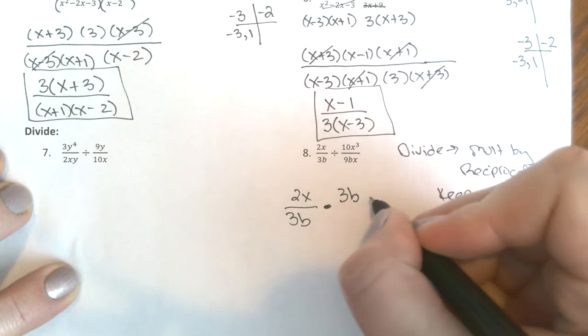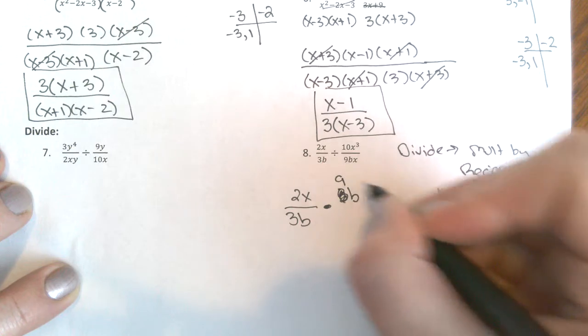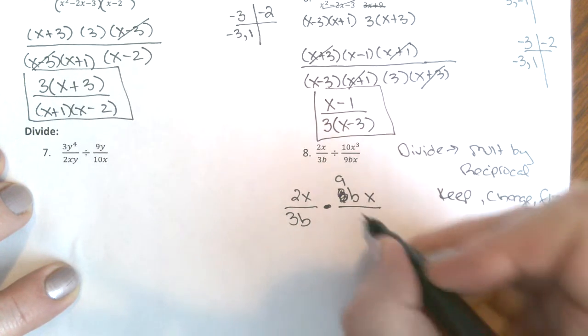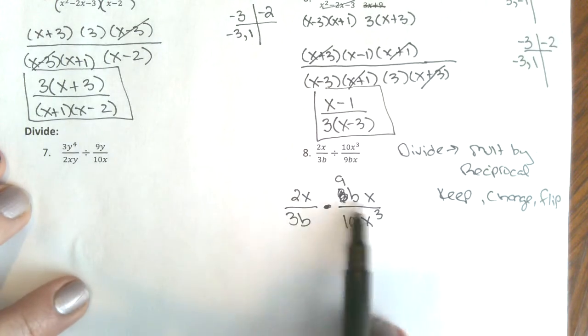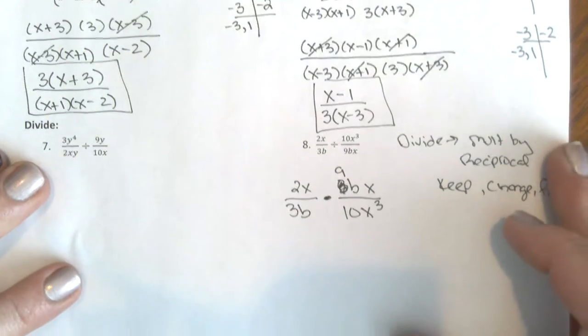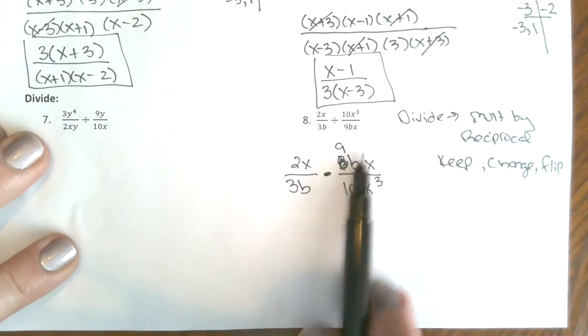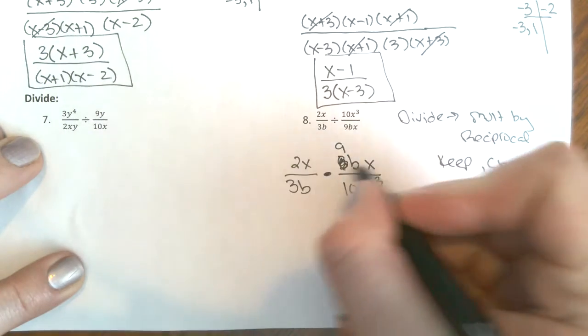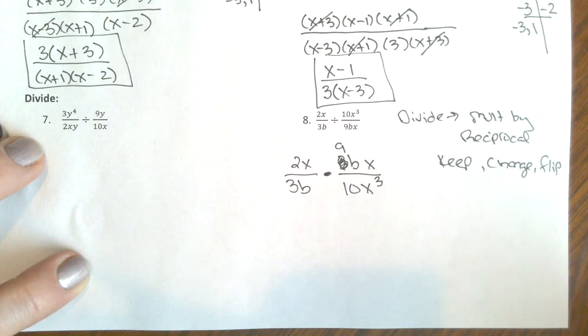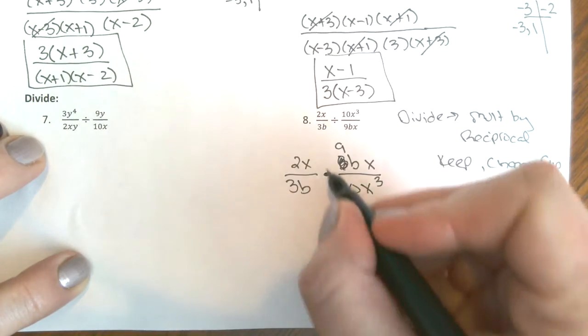That means I get, that's a 9, Amy. 9bx on top, and 10x to the third on bottom. Before you start canceling anything, I need to see this multiply by the reciprocal step. Now we're going to do what we did back on number 4. We're going to multiply straight across.